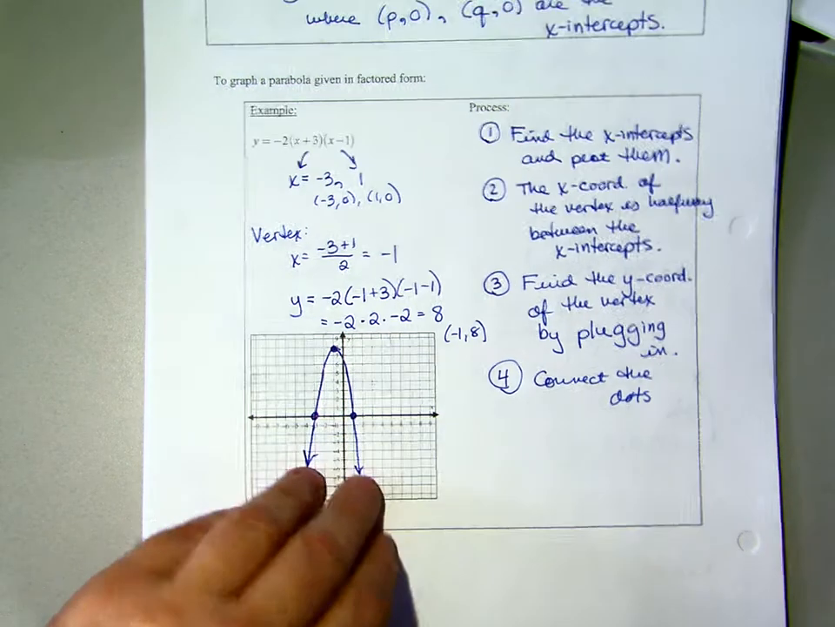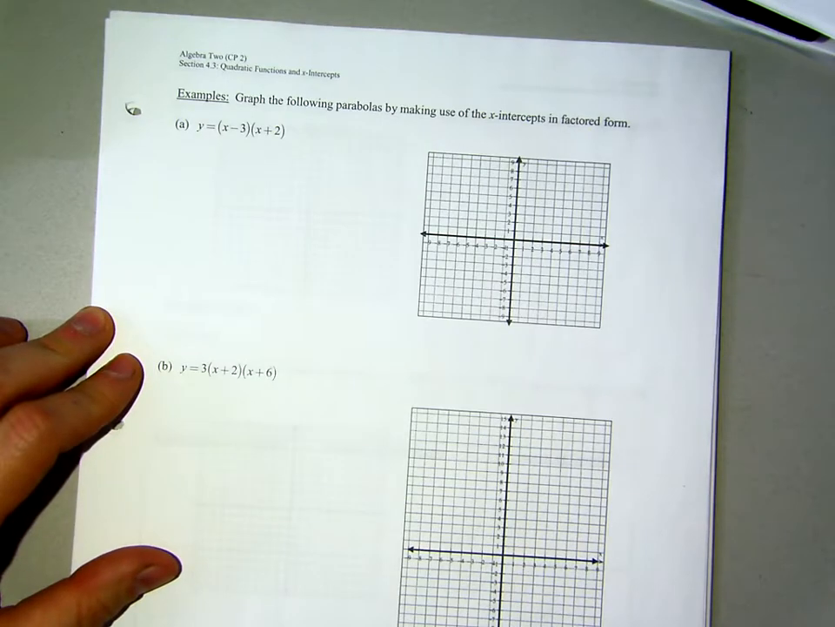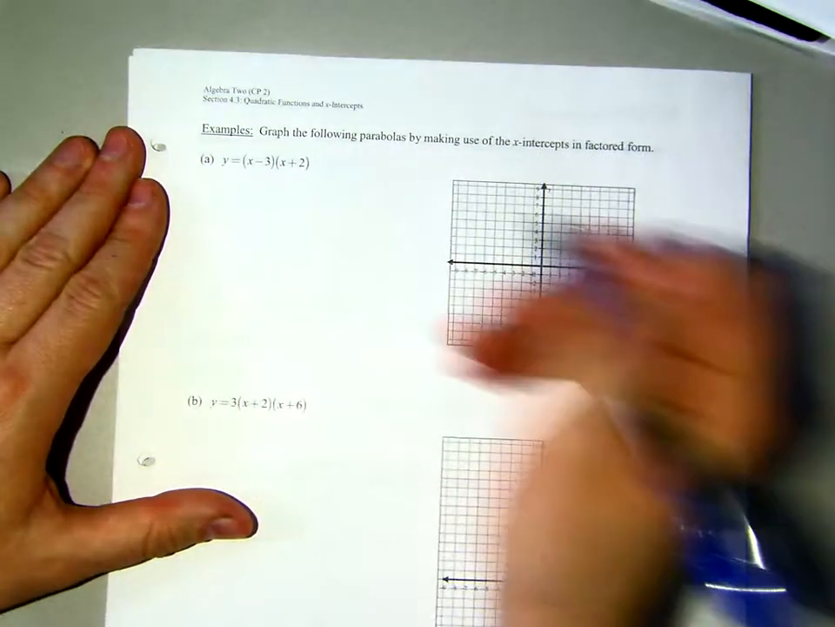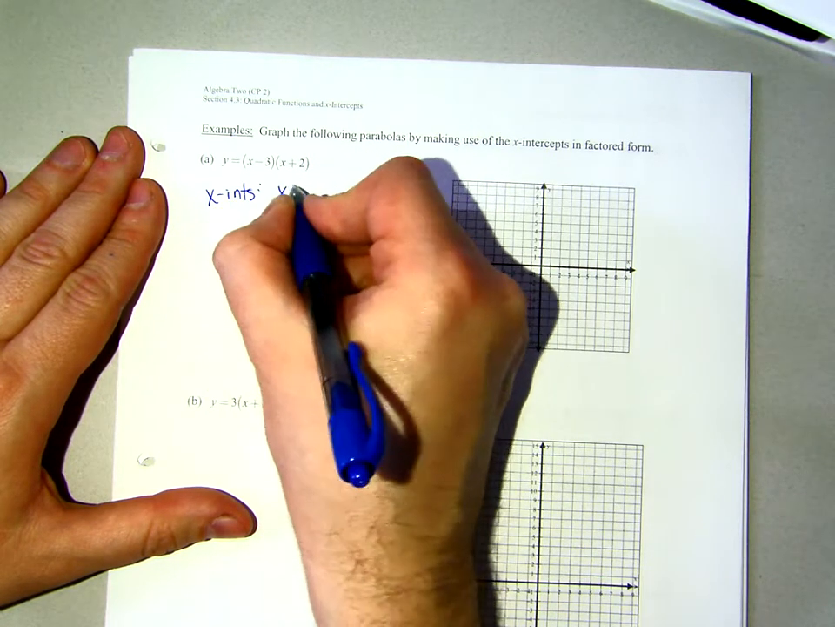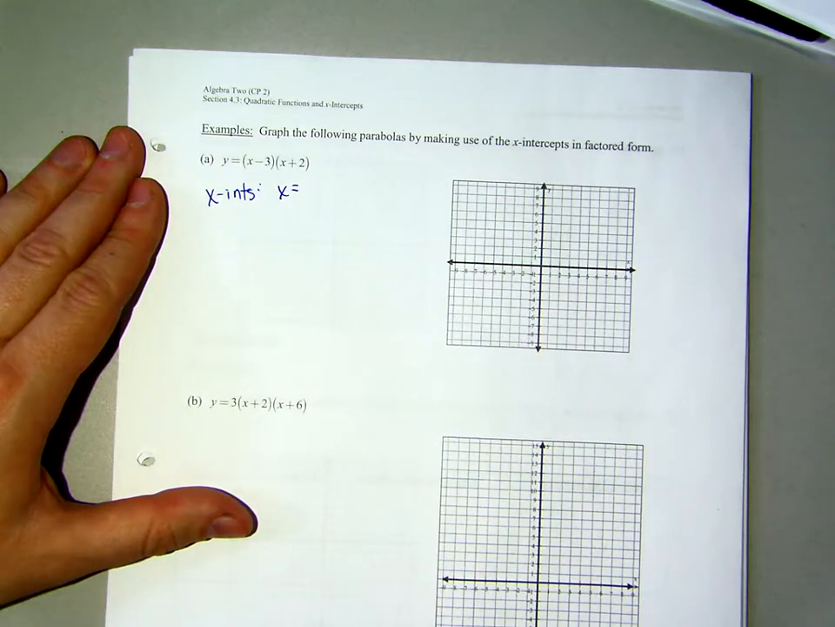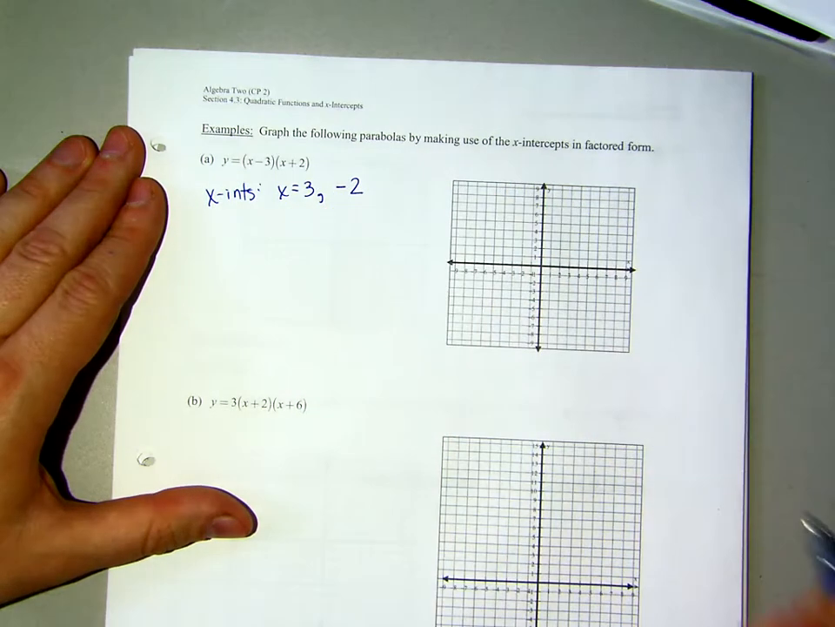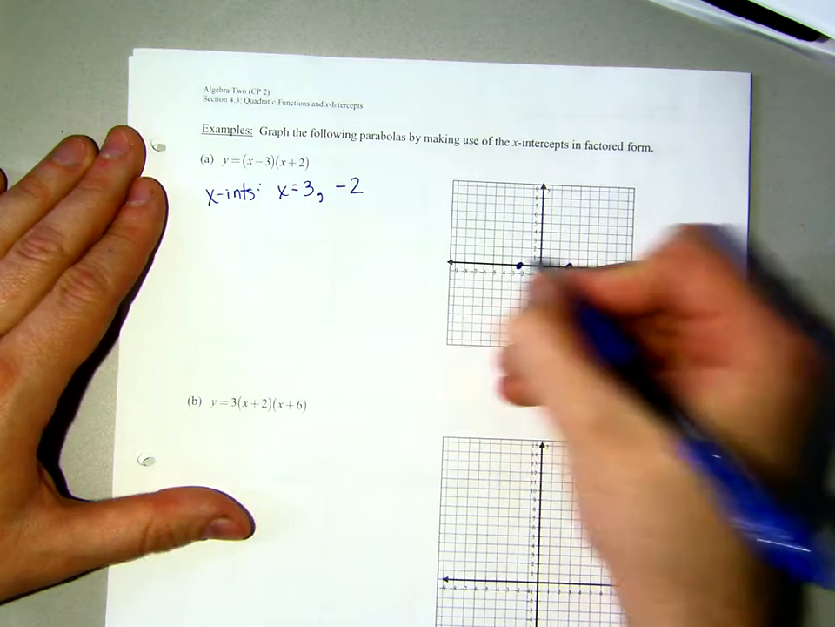Take a look at the next page. Letter A. Hopefully we can get through both of these, and then we'll be done for today. X-intercepts. X equals what? 3 and -2. If I don't say give the coordinates, I don't need you to actually write them out, so I'm just going to go straight to plotting these things.